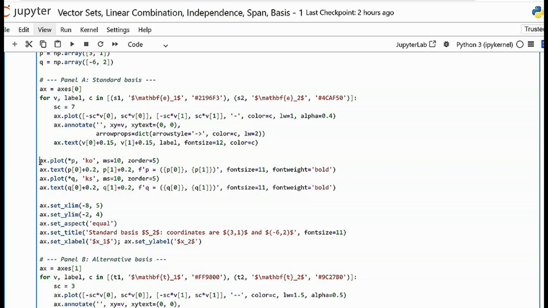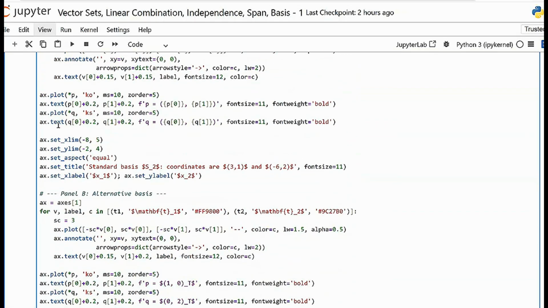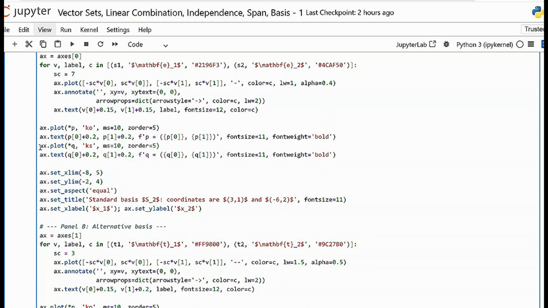Okay, so this exact plot we are just going to specify in the name of P, and this is 3 comma 1. So this is the point P, 3 comma 1, and next we are just going to label it using these standard coordinates. Next, let me have the second point Q, which is minus 6 and 2. So that point we are just going to draw here. Let me plot it here, and let me label it.